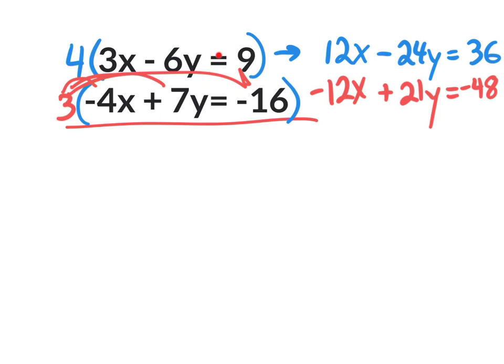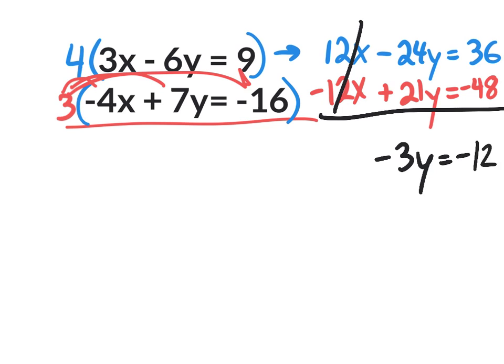So the original system, it wasn't ready to eliminate. But after modifying both equations, now it is ready to eliminate. And like I said, this is as hard as it gets. When you have to modify both equations, it's not that bad, right? So the x's cancel out. Negative 24 plus 21, that's negative 3y. And the 36 take away 48, that is negative 12. So it's a simple one-step equation. Let's divide by negative 3, divide by negative 3, y equals positive 4.